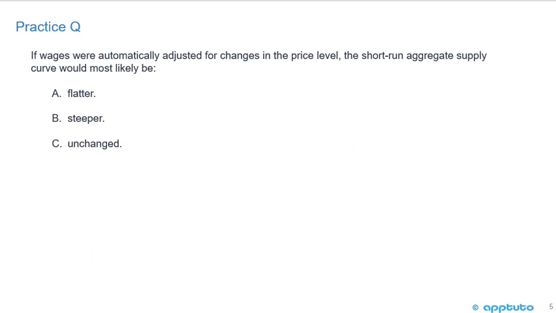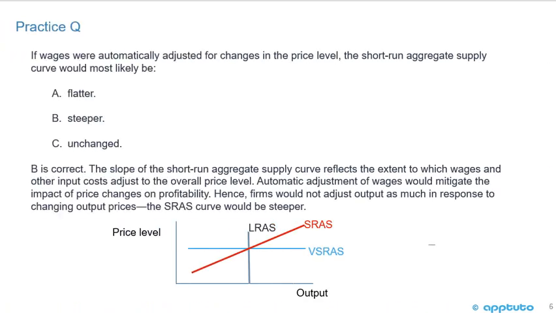Another quick practice question. If wages were automatically adjusted for changes in the price level, the short-run aggregate supply curve would most likely be A, flatter, B, steeper, or C, unchanged. B is correct. The slope of the short-run aggregate supply curve reflects the extent to which wages and other input costs adjust to the overall price level.